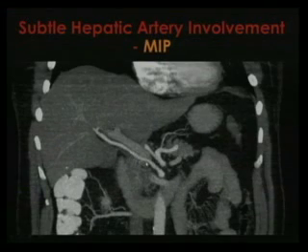Another case in which this is probably a little bit more, you know, convex, and the contact of the tumor with the hepatic artery is very subtle. But still, there is some compression and narrowing of the lumen from the tumor.